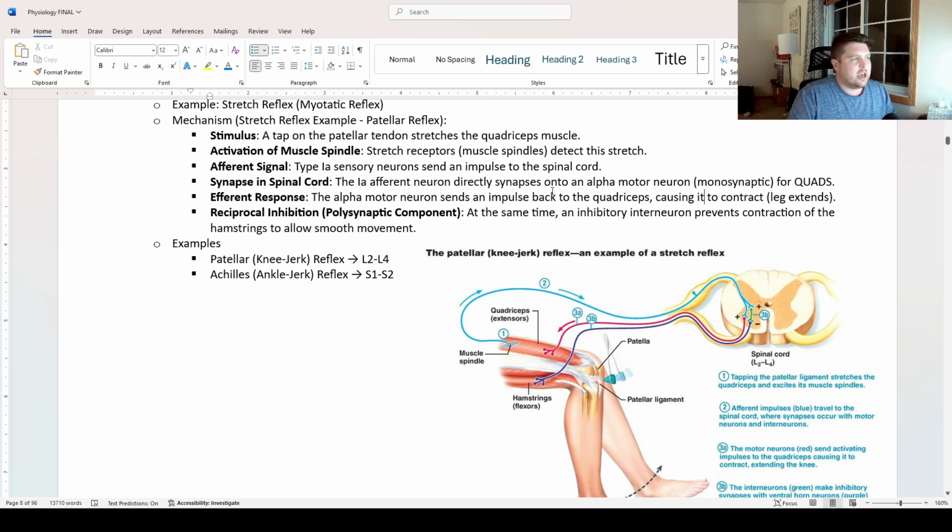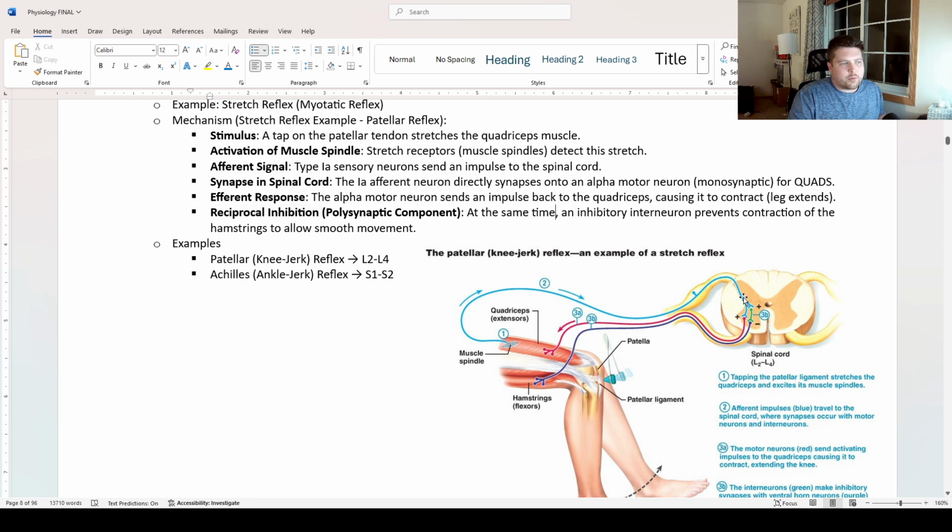At the same time that the quadriceps muscle is going to contract, we get what's called reciprocal inhibition. Because the quadriceps needs to contract, the antagonist muscle group, so the muscle that would be doing the opposite movement of the muscle we want to contract, we need to inhibit that muscle to make sure that it doesn't also accidentally contract. This is called reciprocal inhibition.